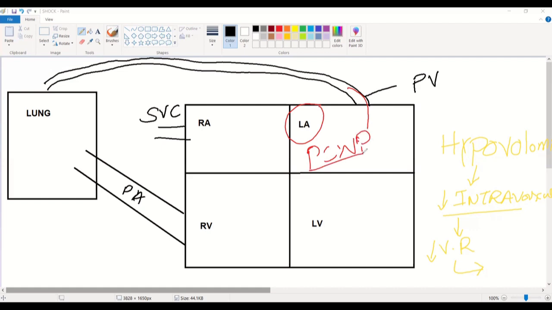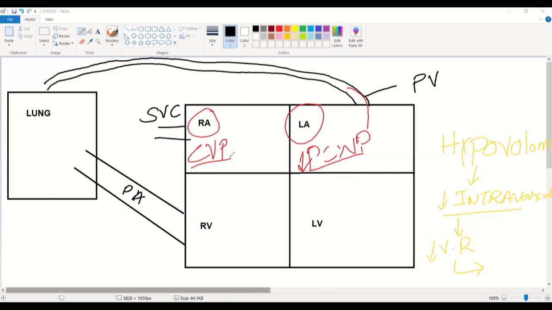So if the preload of the left heart is decreased due to hypovolemic shock, what happens to the pulmonary capillary wedge pressure? It will be decreased. What measures the right atrial pressure? Right atrial pressure is central venous pressure, right? So in this case, central venous pressure is also decreased, because of decreased intravascular volume in the vessels, right?